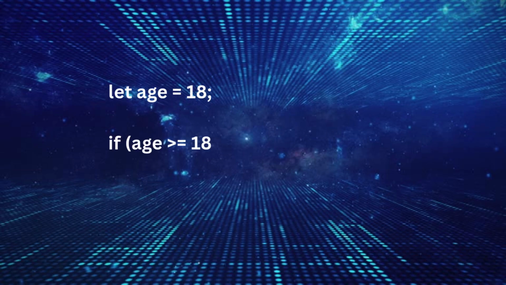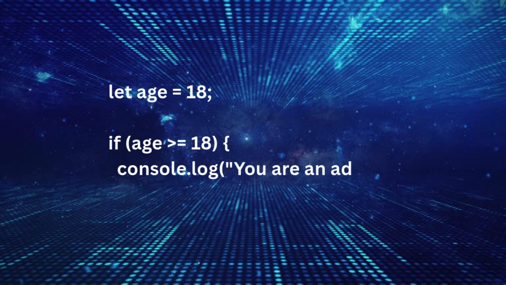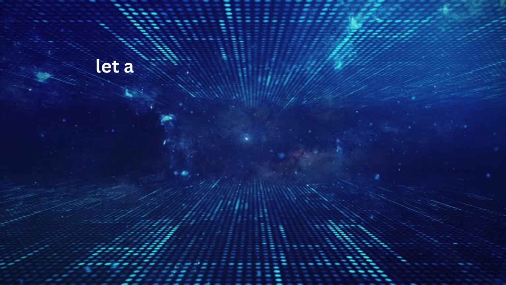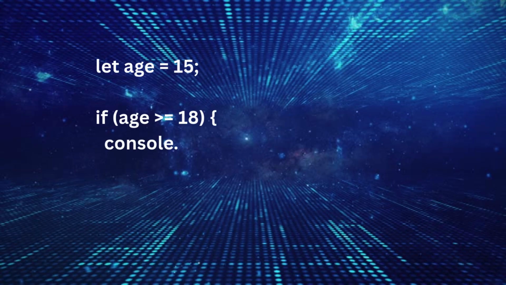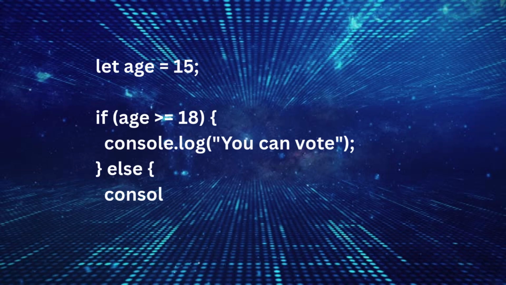The if statement runs code only if the condition is true. Here, if age is greater than or equal to 18, then the message is printed. Now we add else. If the condition is true, then the first block runs. If it is false, then the else block runs. Only one block runs at a time.